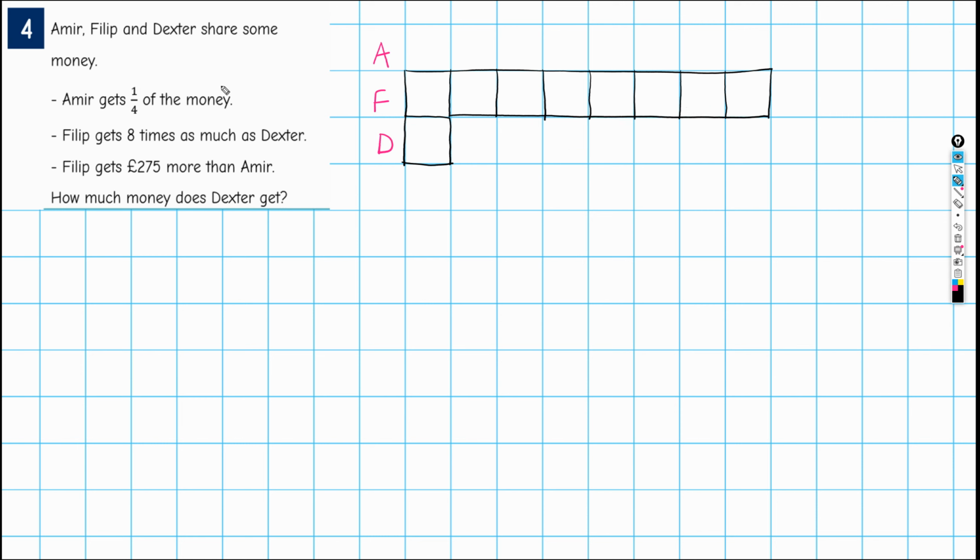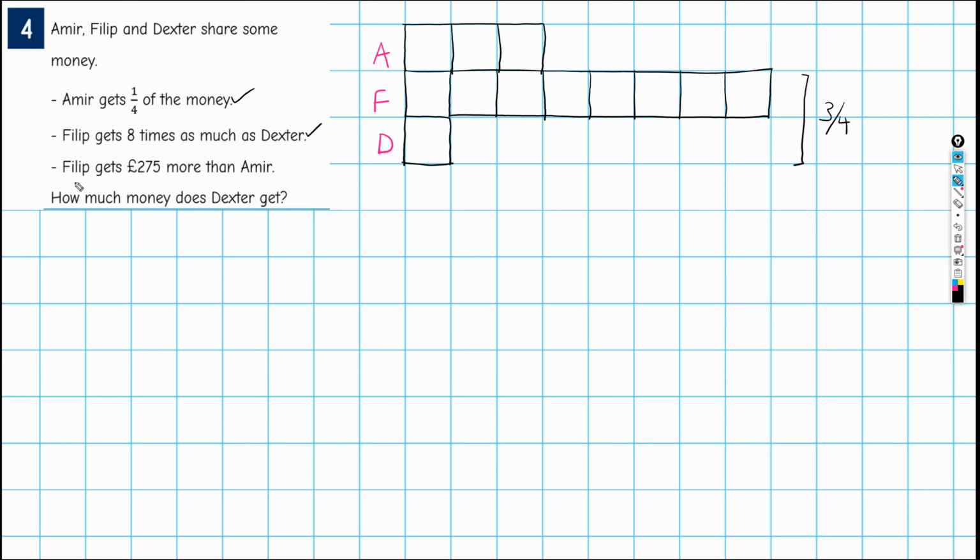And we're told that Amir gets a quarter of the money. Now, the total money is the whole amount in the model. So what Philip and Dexter have must be 3 quarters. Okay, so this is 3 quarters of the money. And how many parts is that? Well, that was 8. So this is 9. So 1 quarter is equivalent to 3 parts, because 9 divided by 3 is 3. So that's 1 quarter. So all of that information is now in the model.